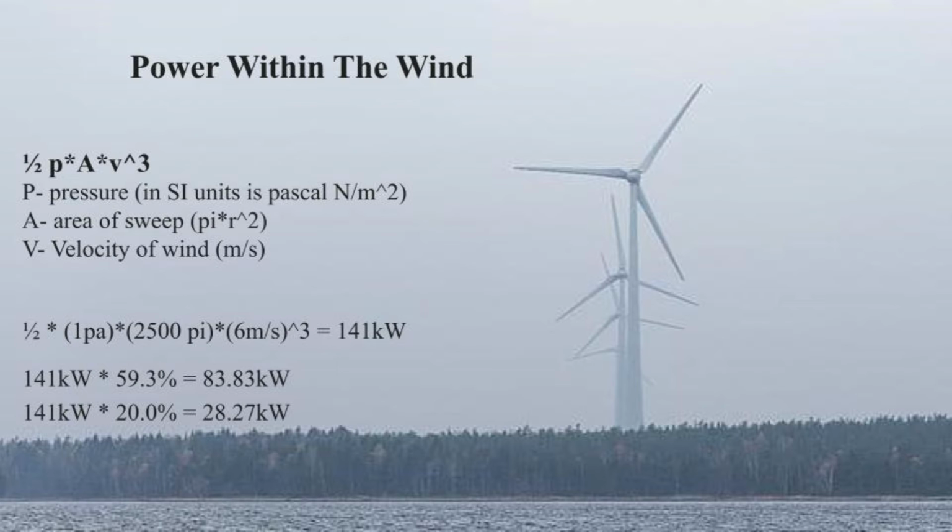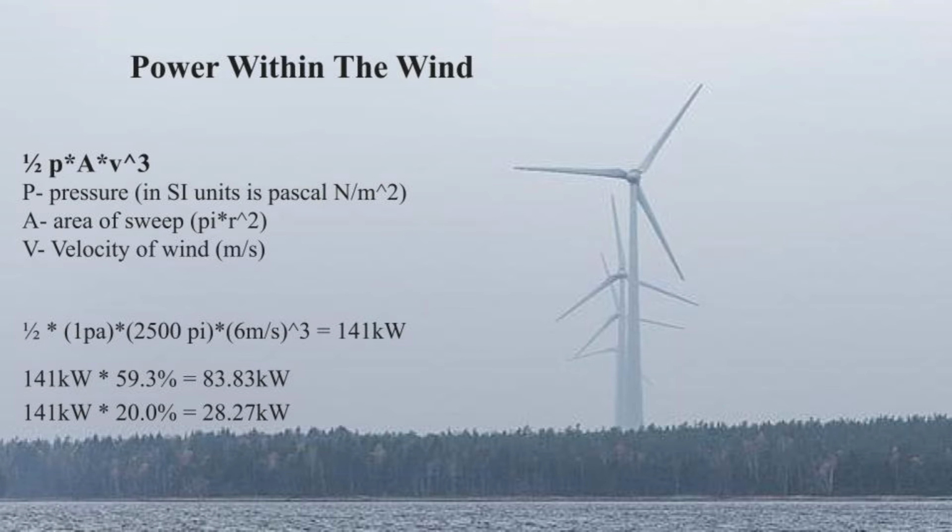This is how we calculate the total energy within wind at a pressure P in Pascal units, which is Newton per meter squared, typically around 1 to 1.2, at an area of pi r squared. This is specific for our windmills.